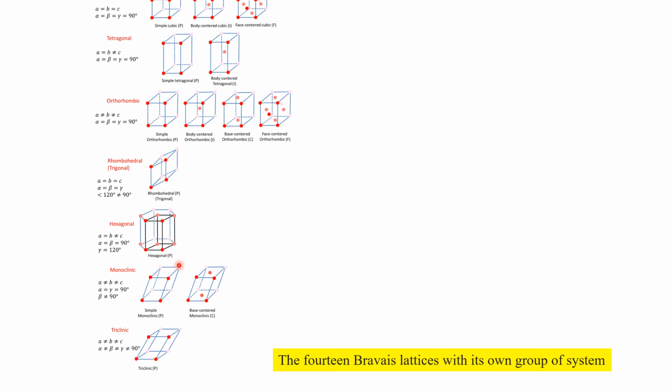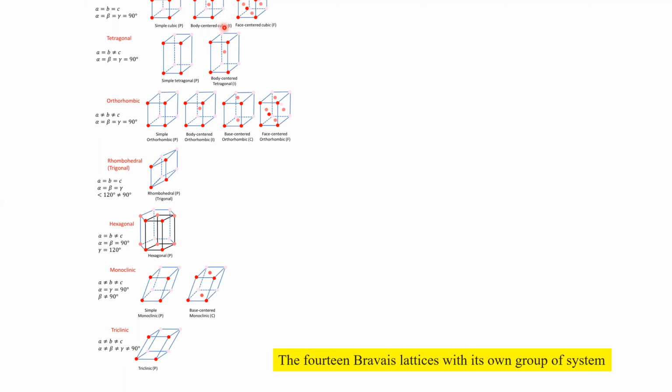Now we have 14 Bravais lattices, each with its own crystal system. So we already have learned cubic, right? In this cubic, at the corners, 8 corners, we have 1 atom sitting on each corner.